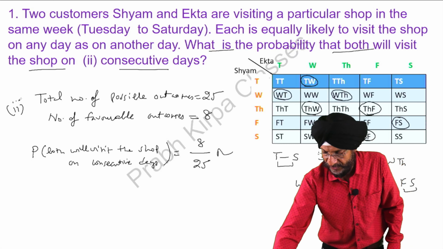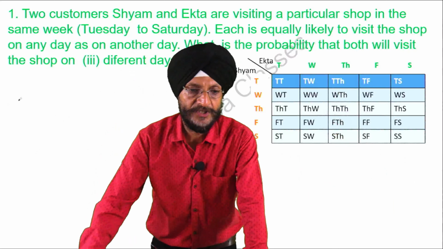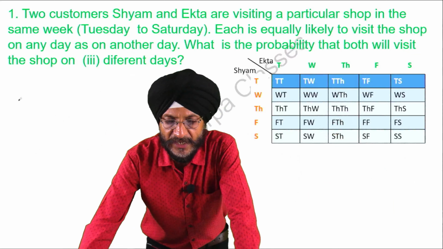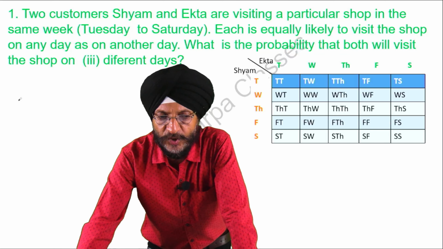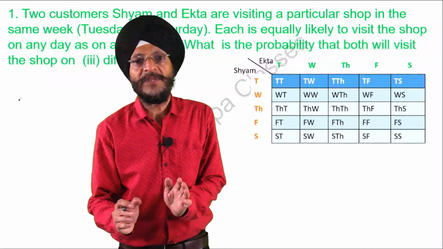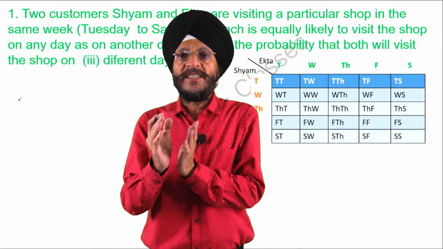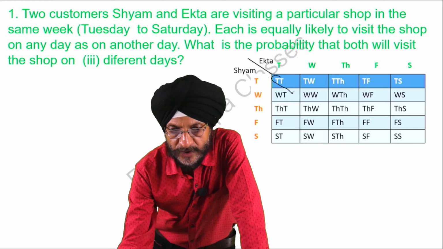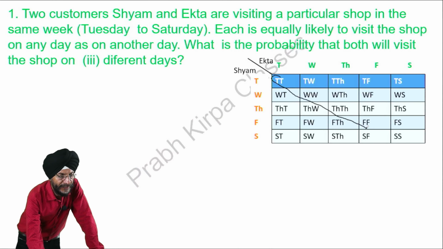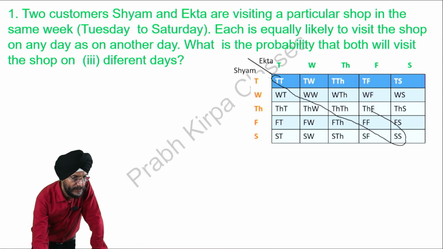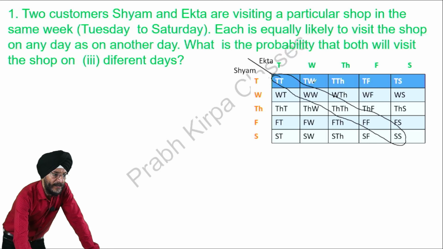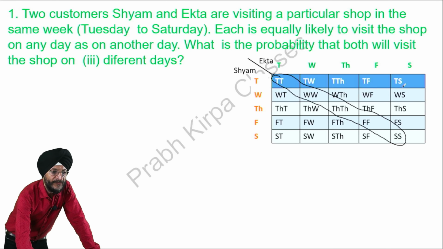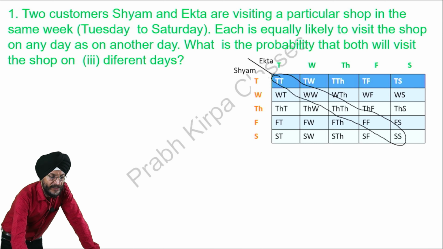Now we proceed with the third part of this question. Here it is written, what is the probability that both will visit the shop on different days? Different days means other than same days. That is, these were the same days: Tuesday, Tuesday; Wednesday, Wednesday; Thursday, Thursday; Friday, Friday; Saturday, Saturday. These were the same days. Others are all different days.